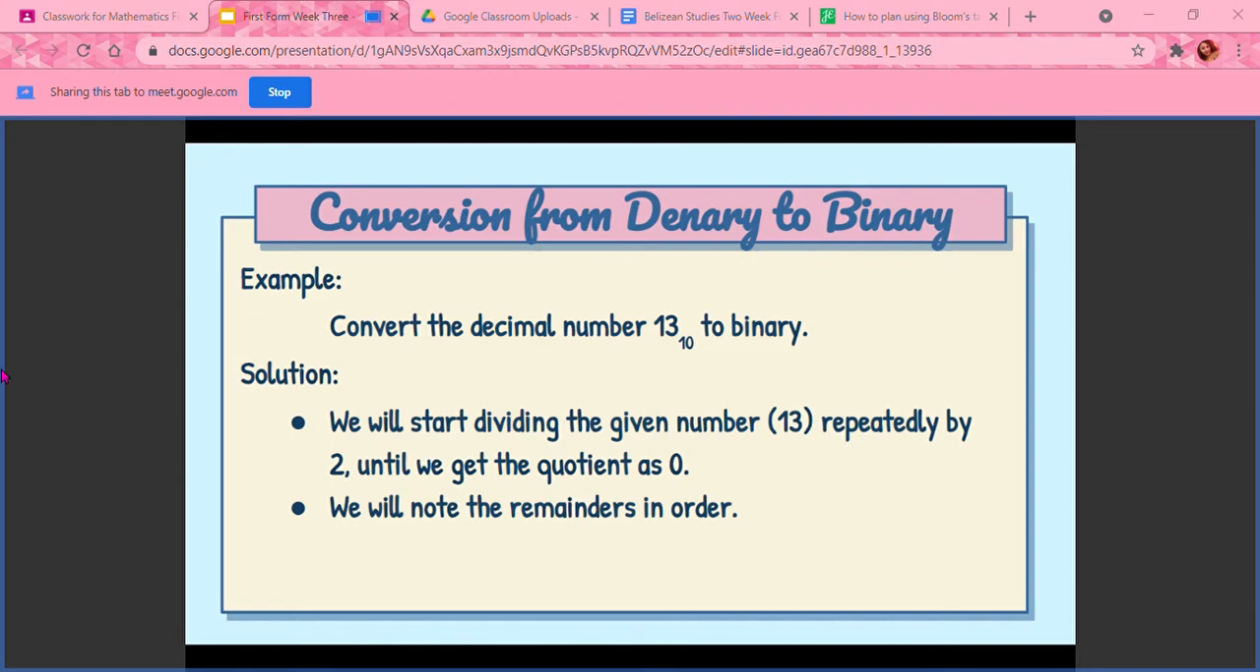Now, let's look at an example. I have an example here with diagrams, and then we're gonna work on some of them in our notebooks, right? So you have to have your notebooks with you. So our example is convert the decimal number 13 base 10 to a binary number. The solution: we start by dividing the given number repeatedly by 2 until we get the quotient as a 0. We will note the remainders in order, right?